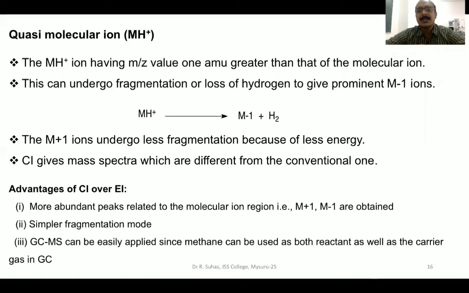Chemical ionization means we have to make use of some kind of chemical substance, so we use methane, and the same methane can be used as carrier gas in the gas chromatography. So it is tandem gas chromatography mass spectrometry. It is cost effective because methane can be used both as carrier gas as well as the chemical reagent for the ionization purpose. So these are the several advantages of chemical ionization over electron ionization.